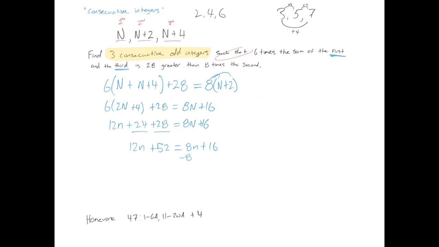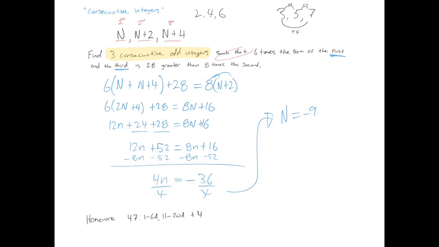I'm going to subtract 8n, subtract 52, end up with 4n is equal to negative 36. Dividing by 4, I get n, and somehow I switched to lowercase n's instead of uppercase N's. I apologize for that. N is equal to negative 9.